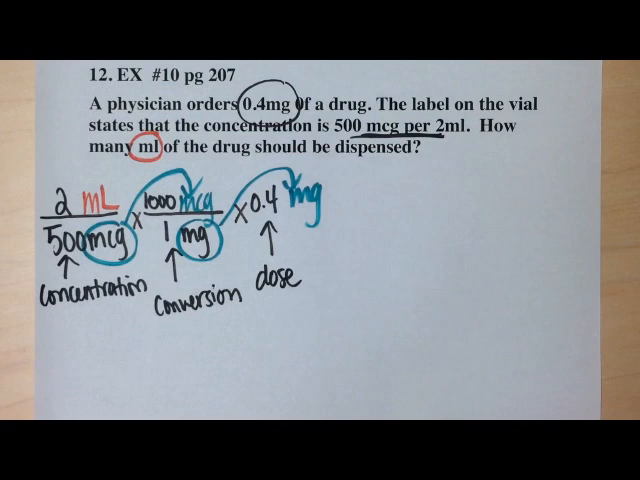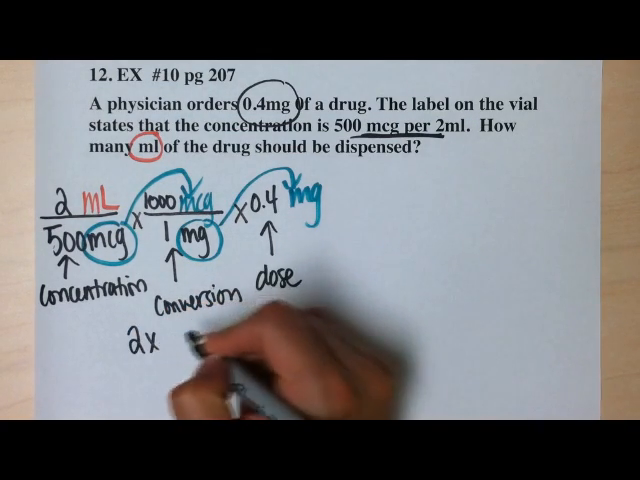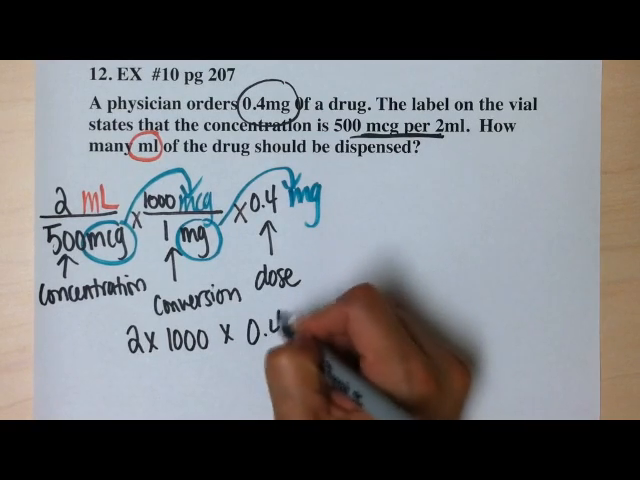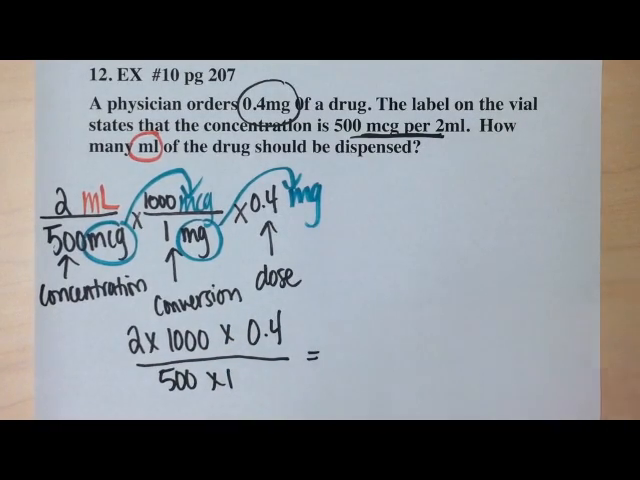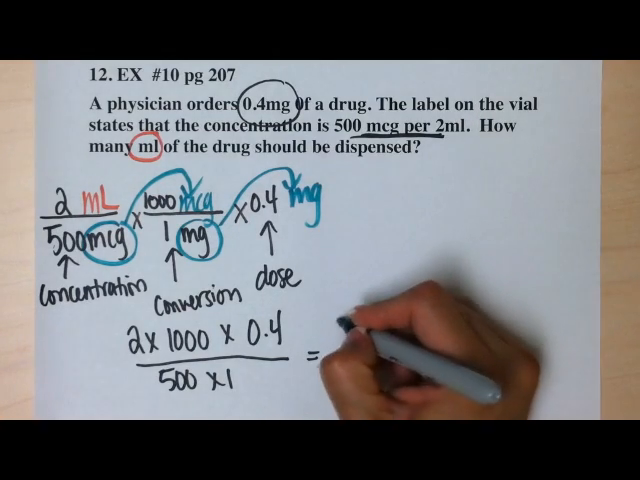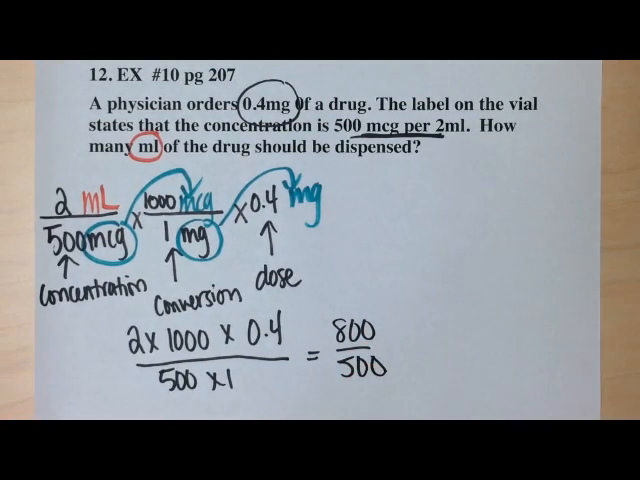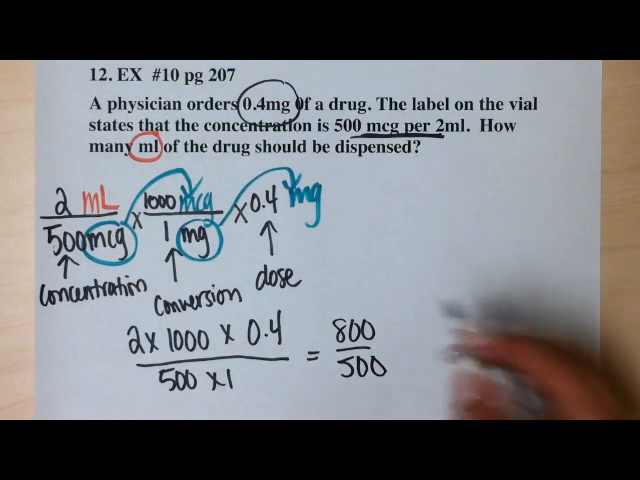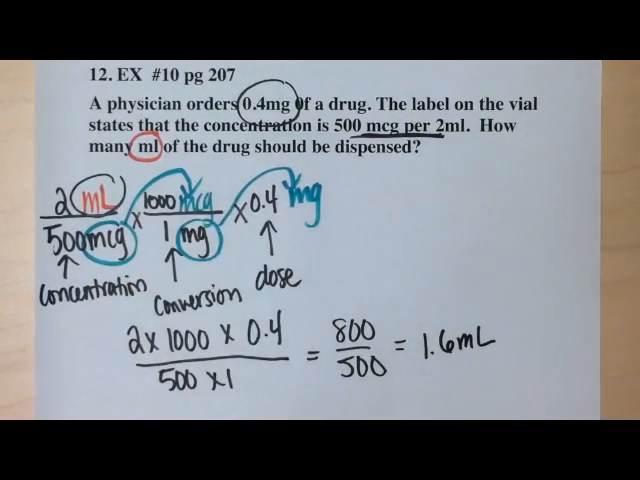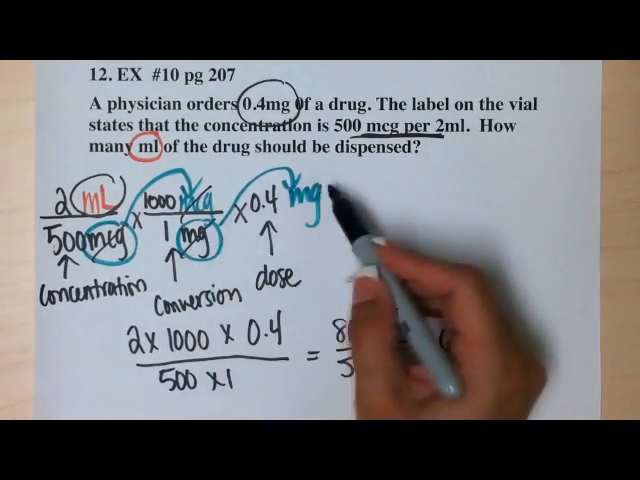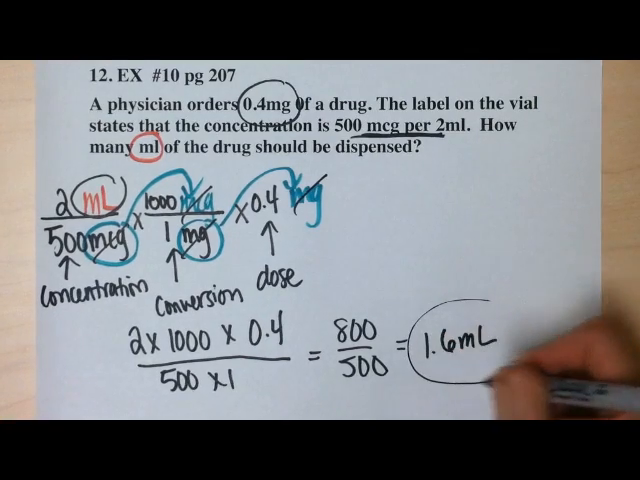So when you punch that out on your calculator, you're going to have the 2 times 1,000 times the 0.4 all over 500 times 1. And what that turns out to be is 800 over 500, and when you divide that out, you get 1.6. And we know that it's in mLs because the micrograms cancel and the milligrams cancel. So our answer is 1.6.